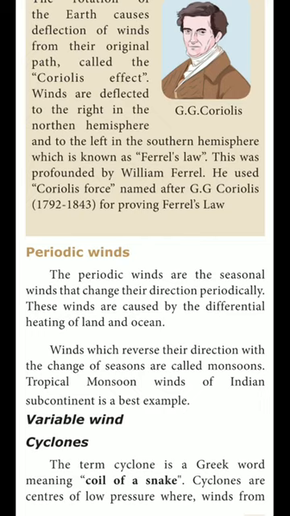So, what do you mean by this periodic wind? The periodic winds are the seasonal winds that change their directions periodically. These winds are caused by the differential heating of land and ocean. Okay, so winds which reverse their directions with the change of seasons are called monsoons. The tropical monsoon wind of the Indian subcontinent is the best example. Okay, so under this periodic wind, there are different types of wind.